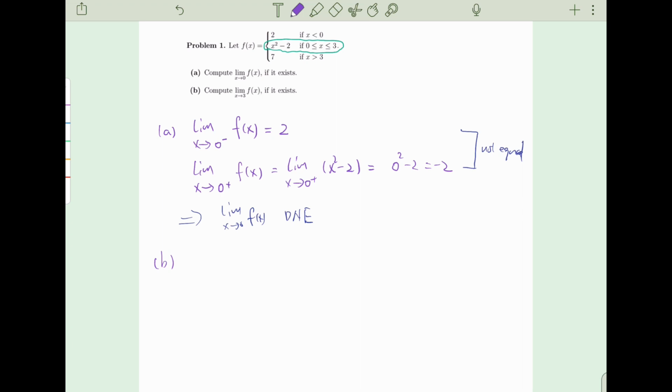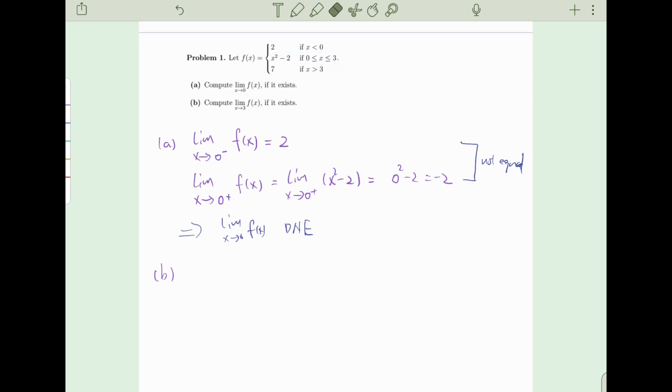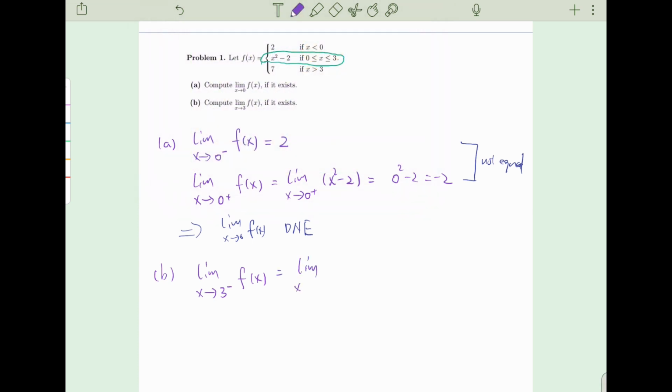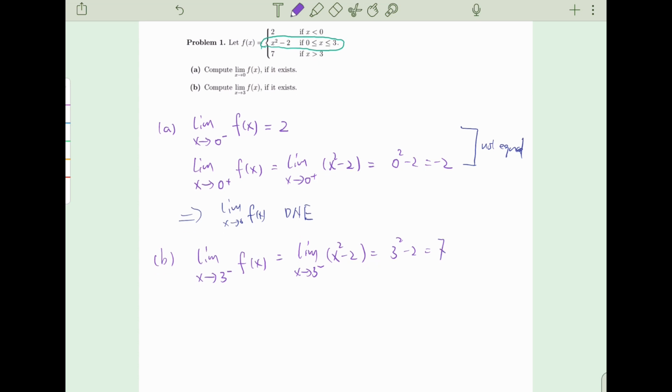Now let's take a look at part B, limit as x approaches 3. So we're going to do the limit from the left and the limit from the right. From the left side, that is 3 minus, f of x. We're going to use the second expression here because on the left side of 3, that means x is less than 3. So we now use this expression, x squared minus 2. As before, we plug in the number, so we have 3 squared minus 2, which is 7. And that is our left limit.